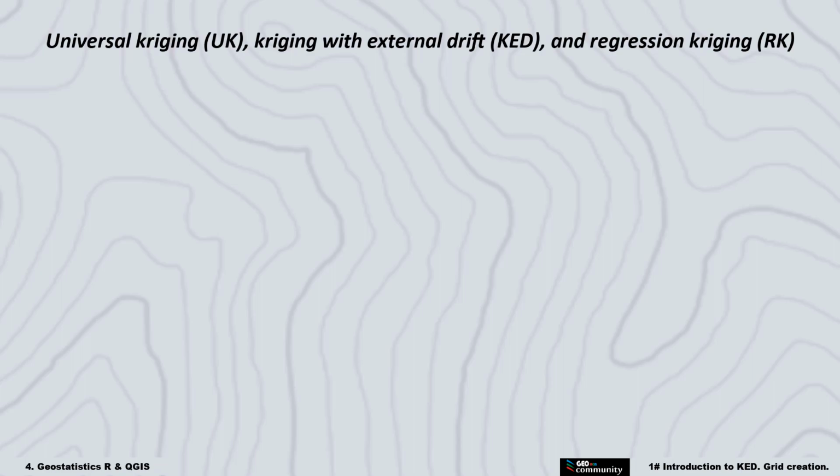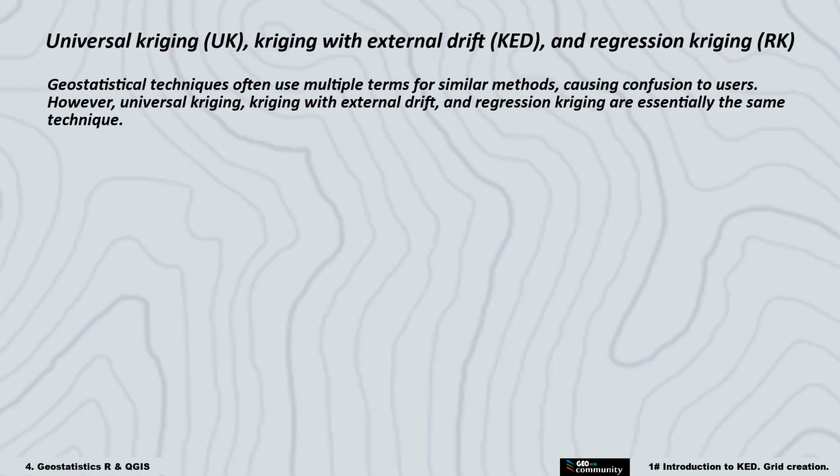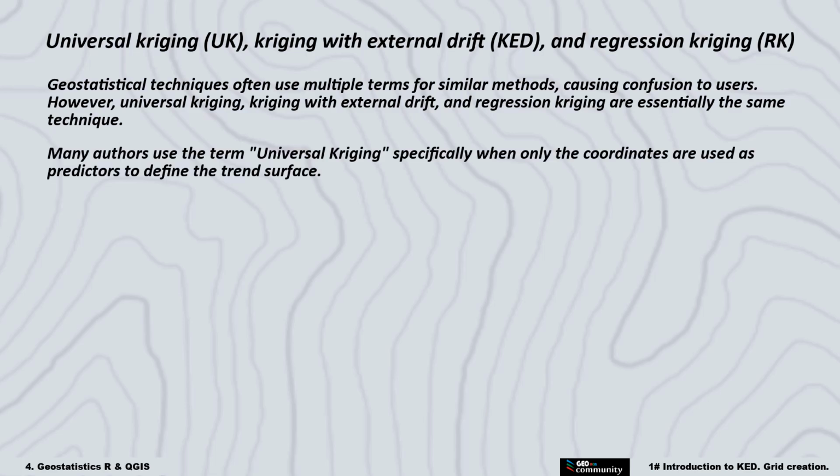Universal Kriging, Kriging with external drift, and Regression Kriging. Geostatistical techniques often use multiple terms for similar methods, causing confusion to users. However, Universal Kriging, Kriging with external drift, and Regression Kriging are essentially the same technique. Many authors use the term Universal Kriging specifically when only the coordinates are used as predictors to define the trend surface.